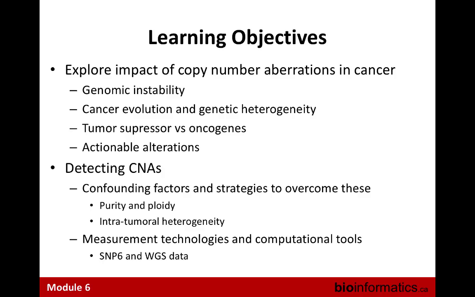It's structured in mainly two parts. Today we're going to explore the idea and impact of copy number aberrations in cancer. We're going to talk about genomic instability, cancer evolution, and genetic heterogeneity, tumor suppressors versus oncogenes, and what actionable mutations are. These are the things we hope this knowledge of inferring copy number aberrations will transfer to the clinic. In the second part, we'll talk more practically about detecting copy number aberrations, what some confounding factors are and strategies to overcome them, how to measure copy number aberrations, and what computational tools are typically used, including some that you will use in the lab. Between these two sections, we should have a small break, which will be another opportunity to ask questions.